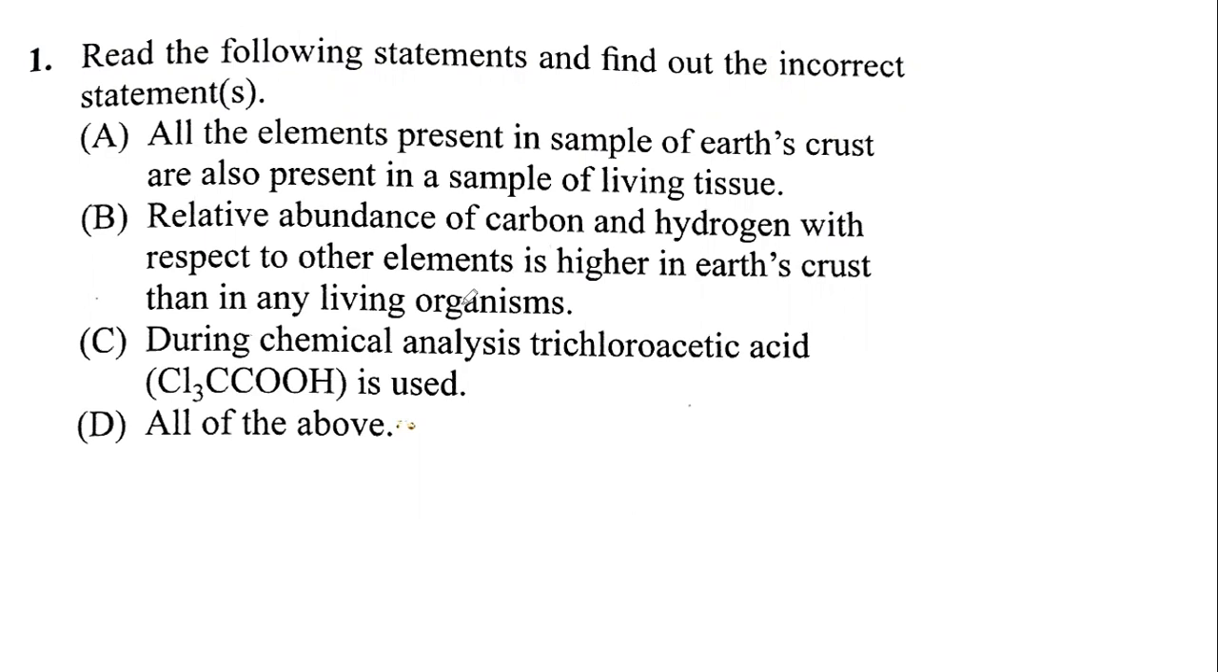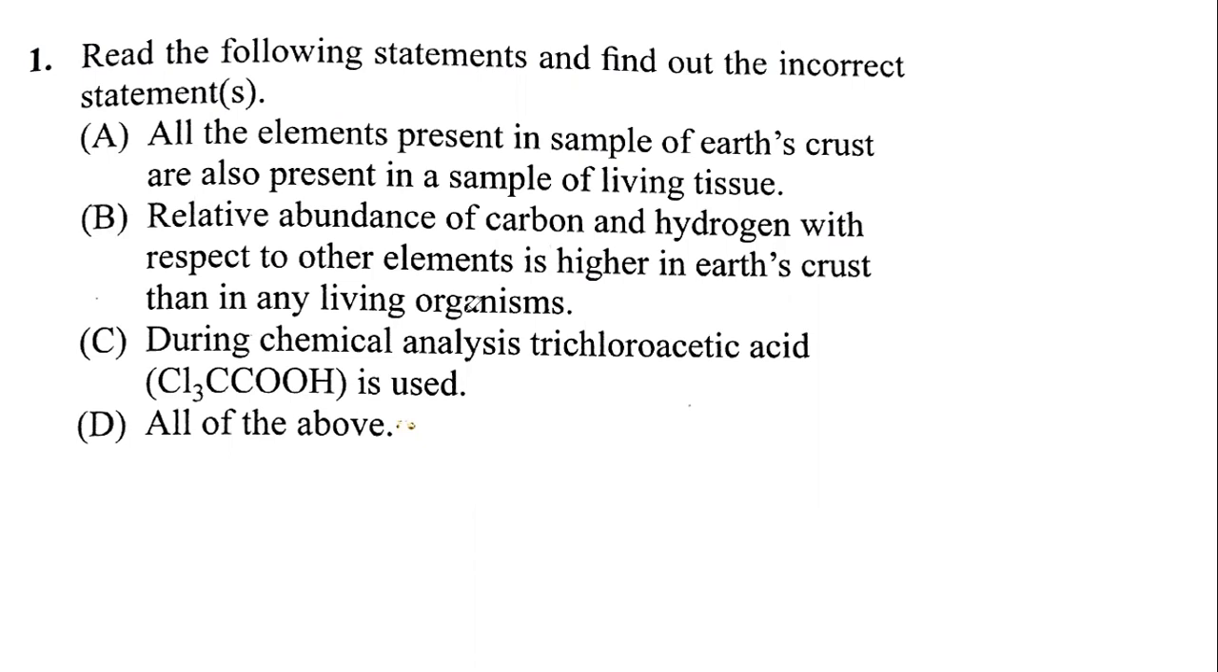All elements present in a sample of earth crust are also present in a sample of living tissue. That's a correct statement, right? That is carbon, hydrogen, oxygen, nitrogen, silicon, sulfur, calcium, magnesium. All these elements are present both in the earth's crust as well as in a sample of living tissue. So that's a correct statement. Second one, relative abundance of carbon and hydrogen with respect to other elements is higher in the earth crust. Yes, that is a wrong statement. Right, everybody? That is going to be a wrong statement. Am I right or not, everybody?